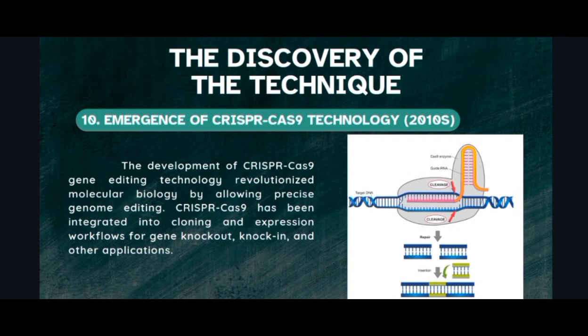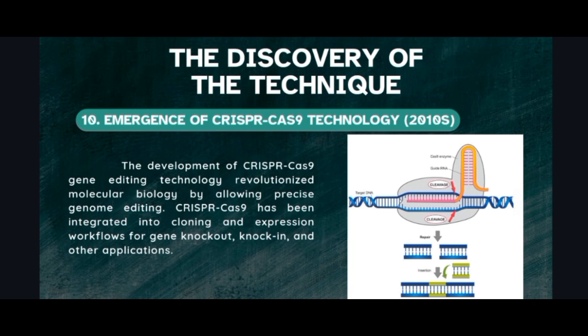So the development of CRISPR-Cas9 gene editing technology revolutionized molecular biology by allowing precise genome editing. CRISPR-Cas9 has been integrated into cloning and expression workflows for gene knockout, knock-in, and other applications. It allows scientists to edit genes with remarkable precision, enabling the insertion, deletion, or modification of specific genes in a genome.